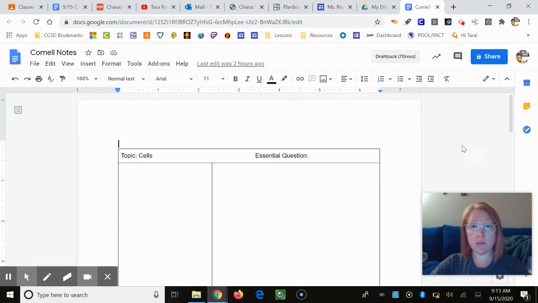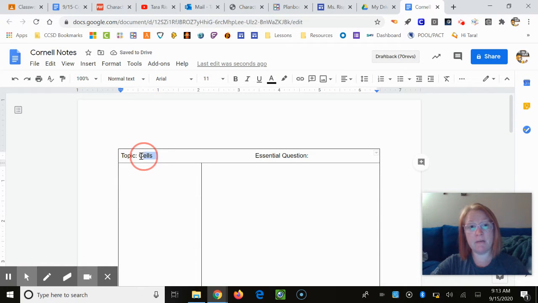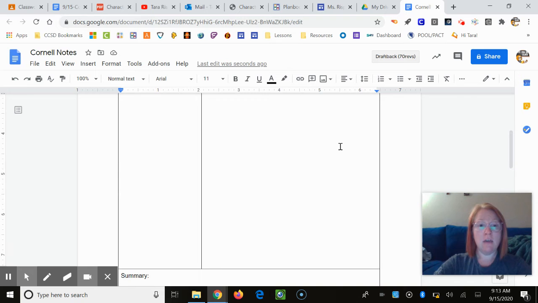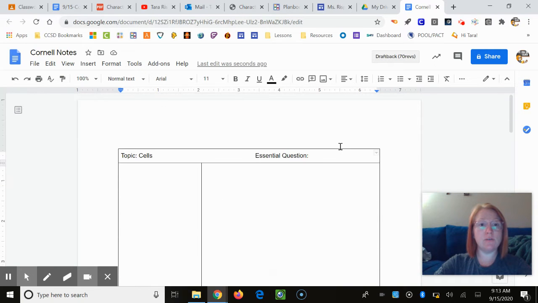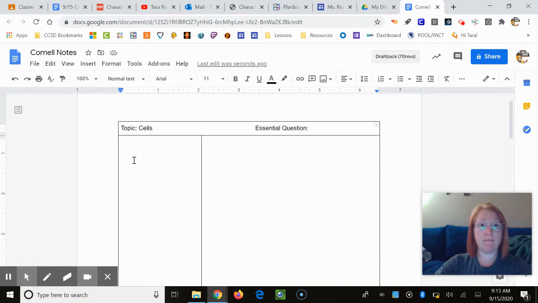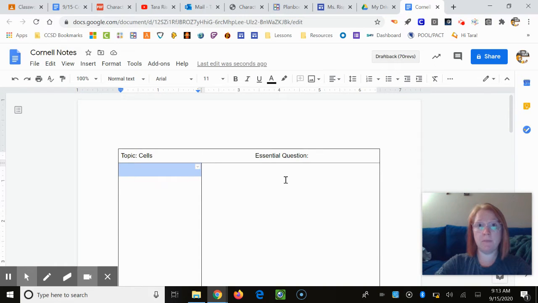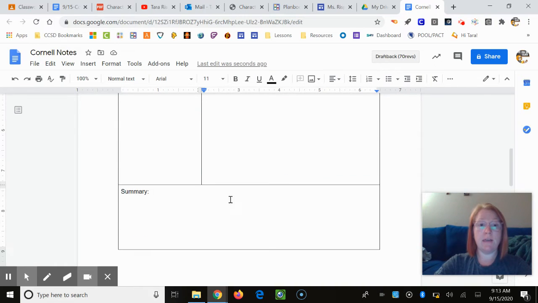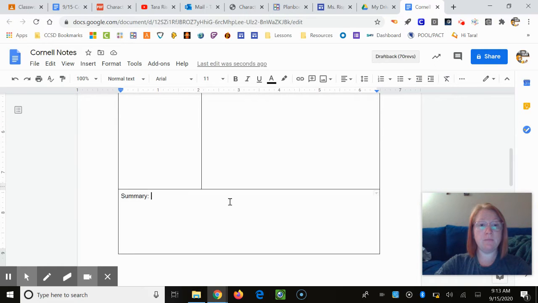So essentially what your Cornell Notes are going to look like is you're going to have a topic. So we're going to be reading about cells and then you'll have an essential question. So that's your goal of what you want to be able to answer when you're done reading the notes, okay? Your Cornell Notes look like this, okay? So you have three sections: section 1, section 2, and section 3.